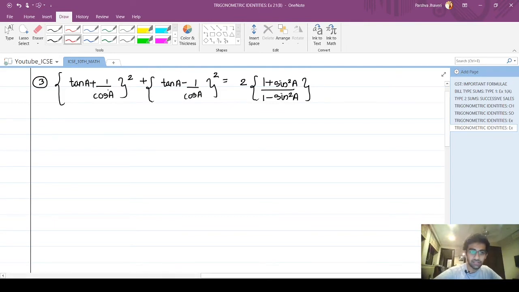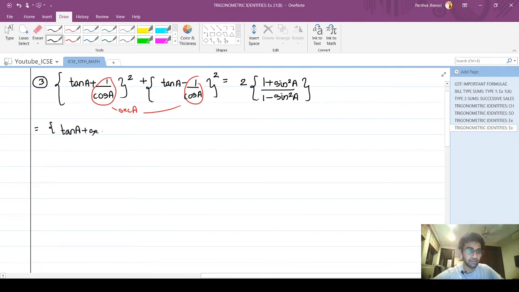All you need to do is, when you take your LHS, write 1 upon cos A as sec A. 1 upon cos A, write it as sec A. Alright, that's all you need to do. Rest all will be handled.